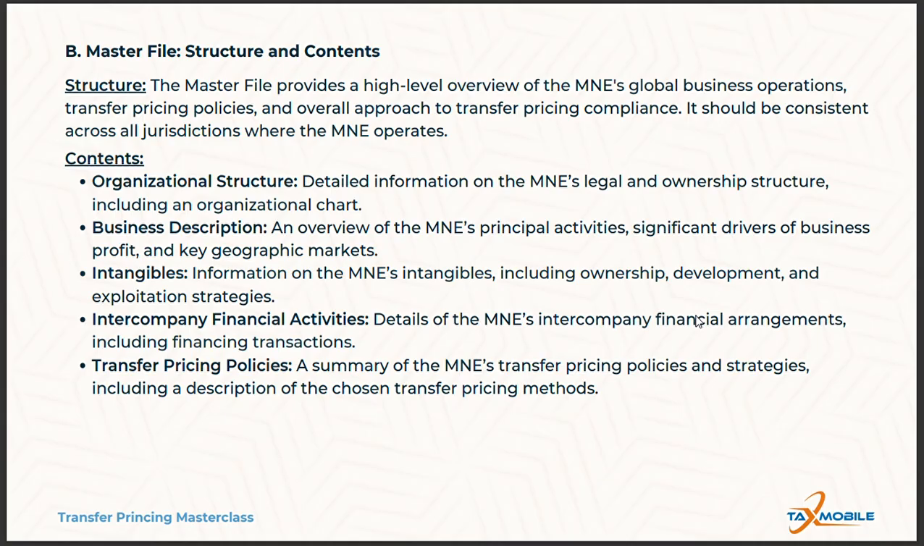So consolidated financial statements of the multinational enterprise and details of any unilateral advance pricing agreements or tax rulings that the group has in place with various tax authorities should also be included. And exactly what is the purpose of the master file? The master file is designed to provide tax authorities with an overview of the multinational enterprise's global operations and transfer pricing strategy, making it easier to identify potential transfer pricing risk across different jurisdictions.